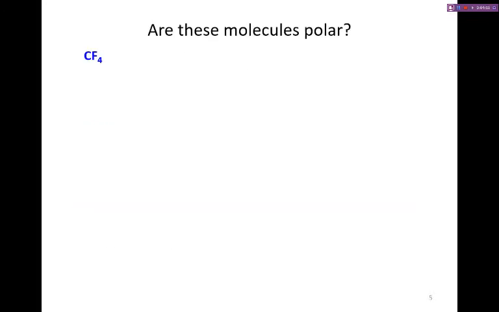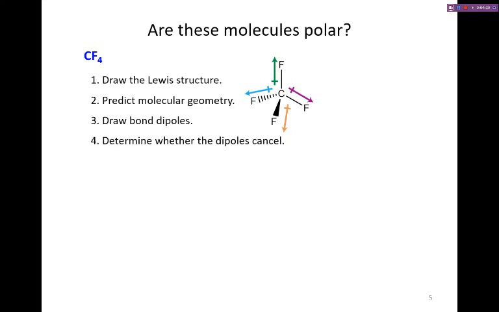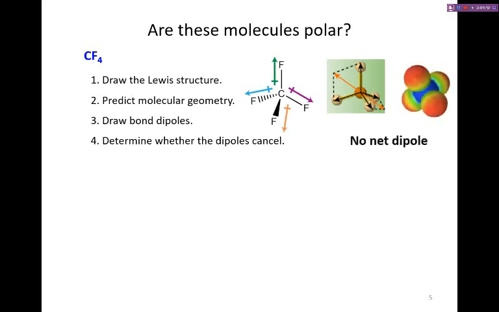Let's look at some other examples. Carbon tetrafluoride, is it polar? First step is to draw the Lewis structure and predict the molecular geometry. This is a tetrahedral electron domain geometry, tetrahedral molecular geometry. We draw the bond dipoles and then predict whether or not they cancel. This can be a little bit hard to see in 3 dimensions, but it turns out that these cancel each other. And we'll talk a little bit later about which of the molecular geometries will, in general, cancel each other out. And so there's no net dipole here.